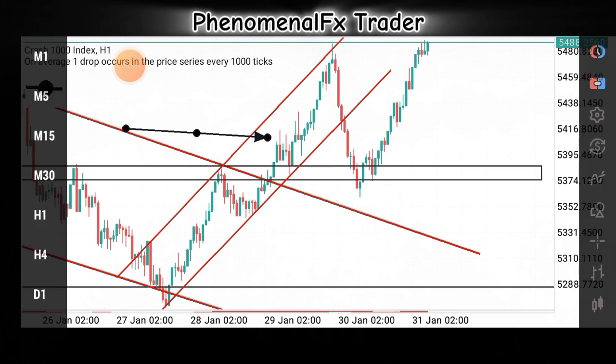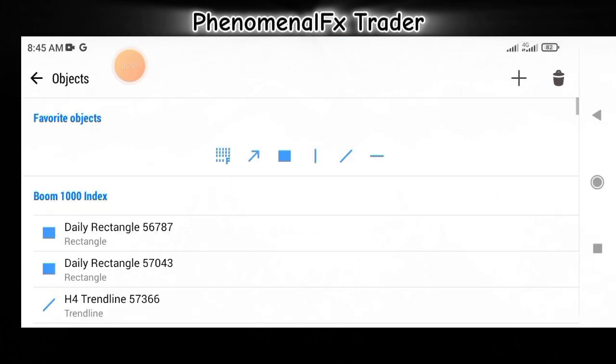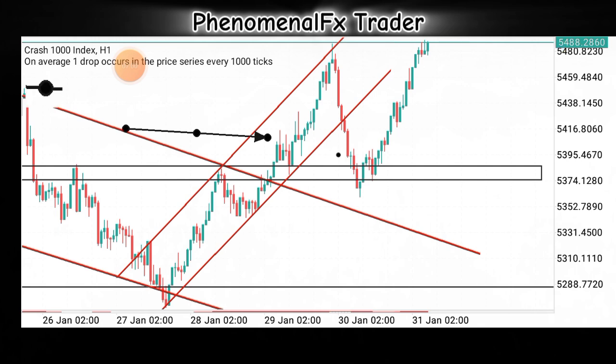What I noticed was a little resistance zone here. So I only waited for the market to break. If the market could nicely break this zone, which I expected, it would continue buying.